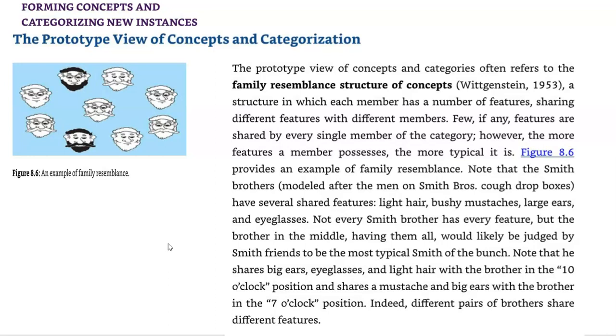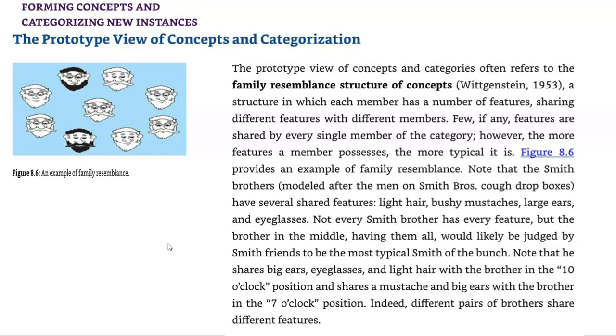So figure 8.6, which we're looking at right here, provides an example of family resemblance. Notice that the Smith brothers, modeled after a marketing campaign for cough drops, have several shared features: light hair, bushy mustaches, large ears, and eyeglasses. Not every Smith brother has every feature, but the brother in the middle, having them all, would likely be judged by the Smith friends to be the most typical Smith.